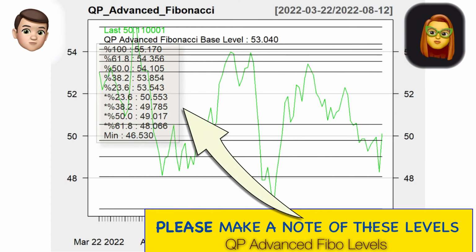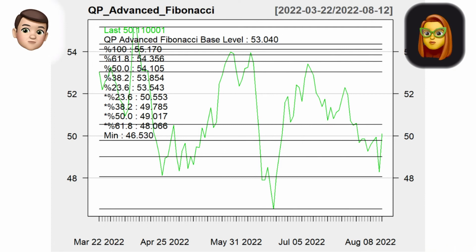You see the QP Advanced Fibonacci retracement levels on the chart. These levels provide more accurate support and resistance values. In this way, stop loss and take profit levels can be redesigned more accurately. In order to minimize the risk, it is beneficial to consider the Quants Pro Advanced Fibonacci Retracement Scale together with other technical analysis methods.